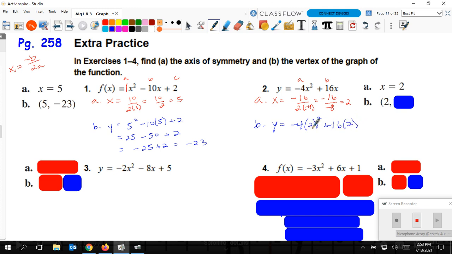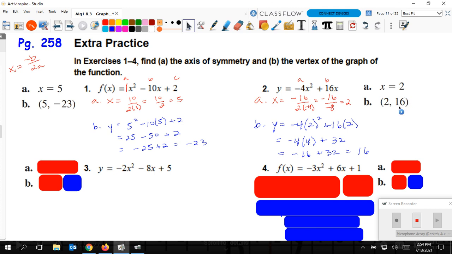So we do the order of operations here. We're going to do the exponent first. 2 squared is 4, so -4 times 4, plus we can do 16 times 2 over here, which is 32. And then we can see -4 times 4 is -16, plus 32. Take 16 away from 32, that's going to be +16. So the y-coordinate here is +16.